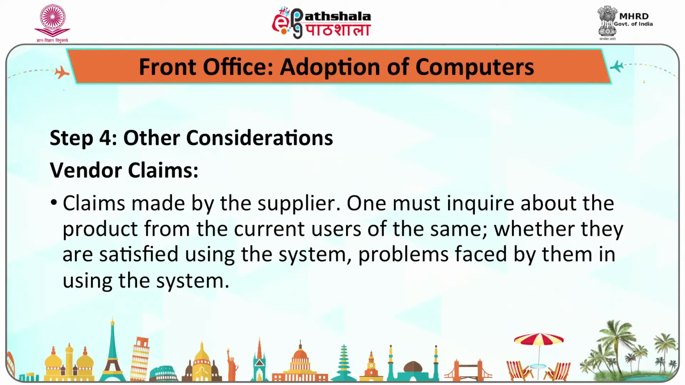Step 4, other considerations. Vendor claims, so claims made by suppliers. One must inquire about the product from the current users of the same, whether they are satisfied using the system, and the problems faced by them in using the system.